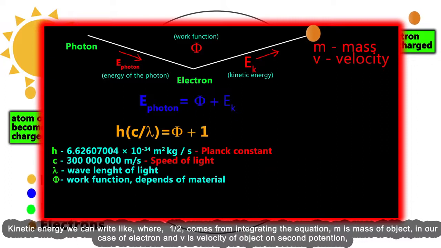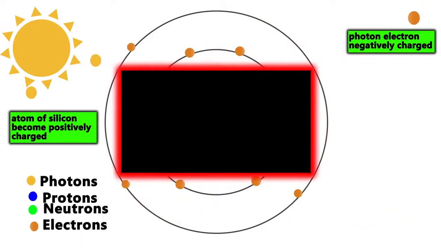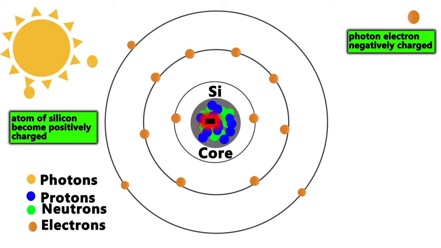Kinetic energy we can write as one half m v squared, where the 1/2 comes from integrating the equation, m is the mass of the object, in our case the electron, and v is the velocity of the object. Now, I think that we understand the photoelectric effect.